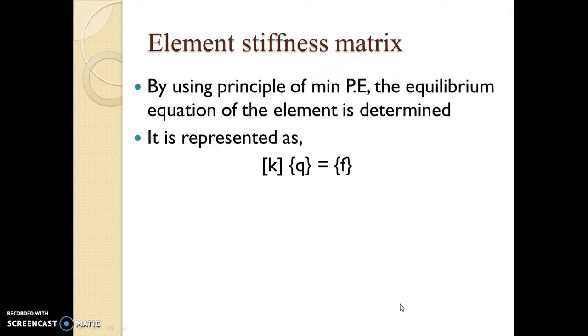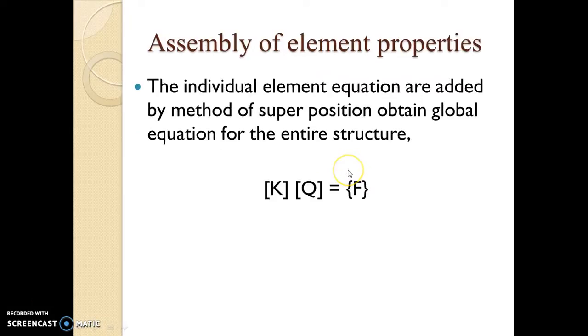Then comes the element stiffness matrix, whereby using the minimum P, the equilibrium of the element is determined, where this minimum P stands for the potential energy. The minimum potential energy states that if the body is stable, then it will have a minimum potential energy, and this is represented by the mathematical equation KQ = F, where K stands for the element stiffness matrix for the individual element, Q stands for the displacement, and F stands for the load.